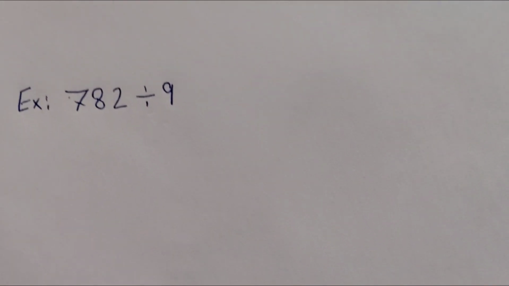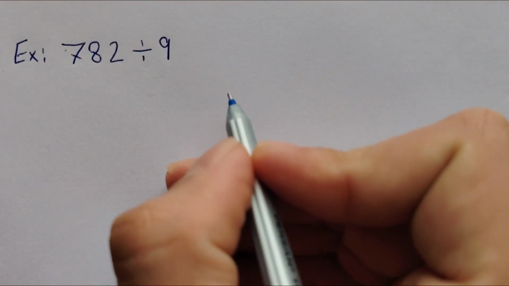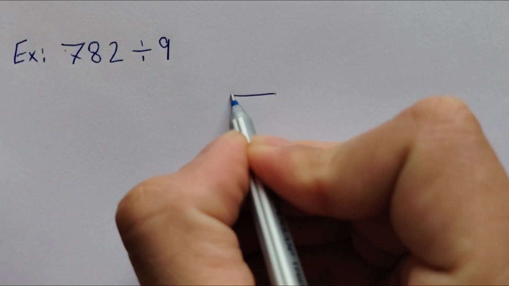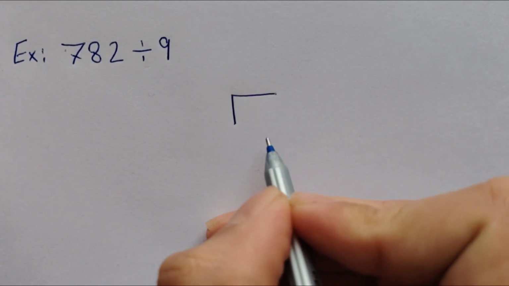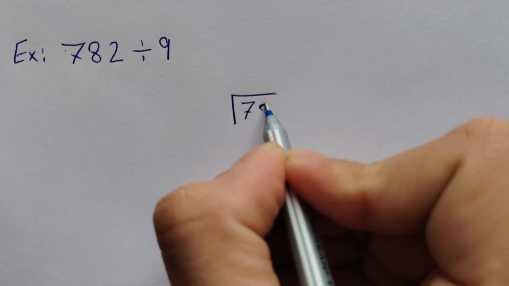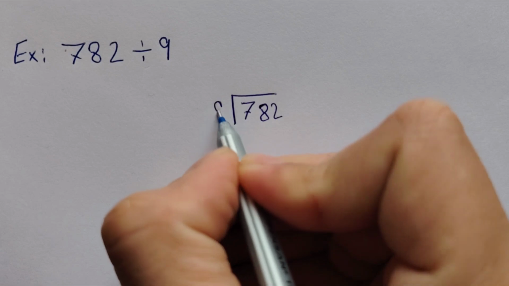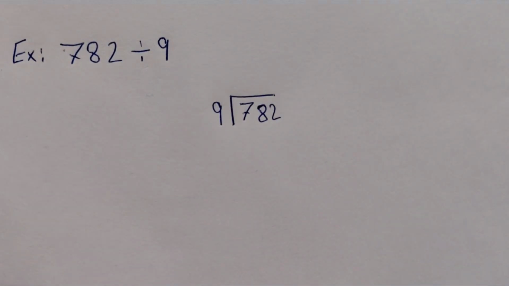Let's say we have 782 divided by 9. Same thing. We will write it as a long division first. Long division symbol. Then 782 divided by the divisor, which is 9.